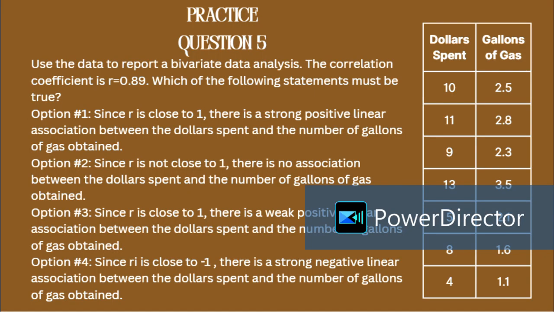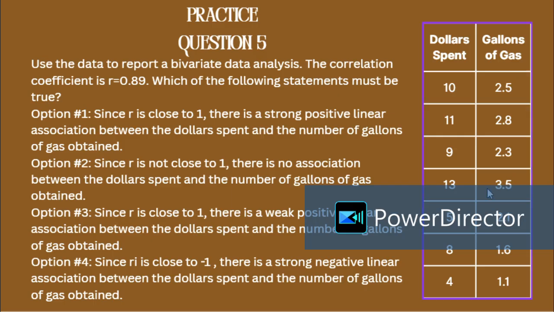Practice question 5. Use the data to report a bivariate data analysis. The correlation coefficient is R equals 0.89. Which of the following statements must be true? Since R is close to 1, there is a strong positive linear association between the dollars spent and the number of gallons of gas obtained.